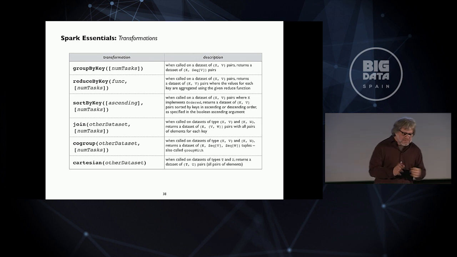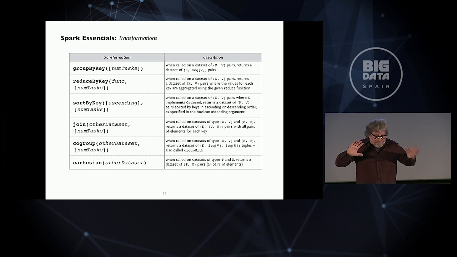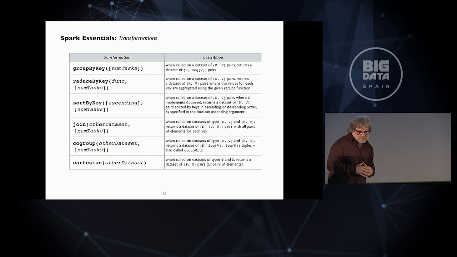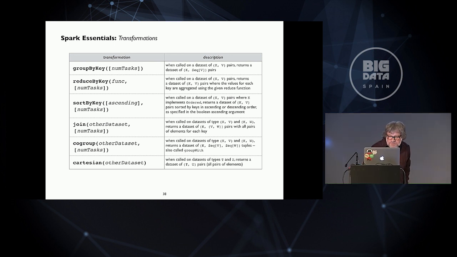There's a number of these. I'm just showing a few of them, but there's sort by key, a lot of different things you can do on key-value pairs. Join was one of the things. Underneath join, actually a superset of that is a co-group. You can take and do a Cartesian product on two key-value pair RDDs, et cetera. These are all transformations.